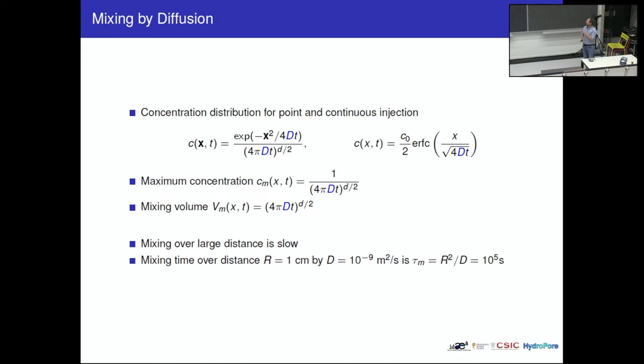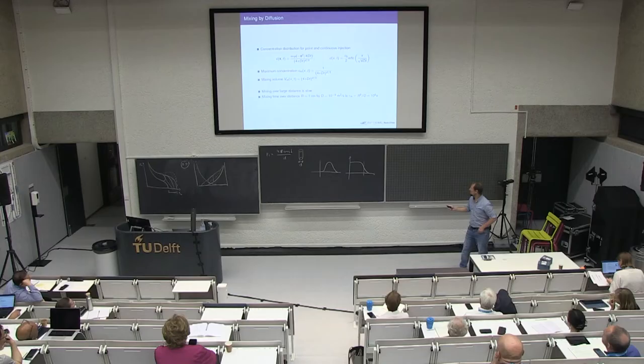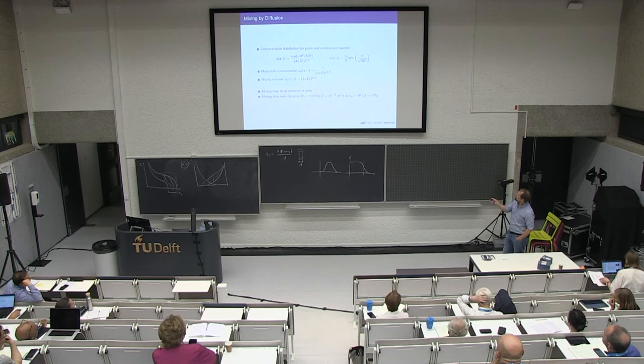So here are some relations that are maybe good to remember if you're interested in quantitative modeling. One is, what is a concentration distribution if something diffuses? If you put in a dot of dye, you get a Gaussian distribution. This is the expression on the left, a bell-shaped curve. And if you're injecting a solute, a type of displacement process, then what you get is this type of error function, which is the second expression on the right side, which gives you a diffuse front. And the width of the front or the width of the distribution is described by the diffusion coefficient. The maximum concentration that you have is inversely proportional to the diffusion coefficient, and it decreases like t to the power of the dimensionality of space over two.